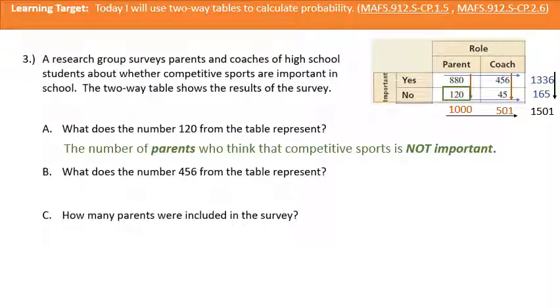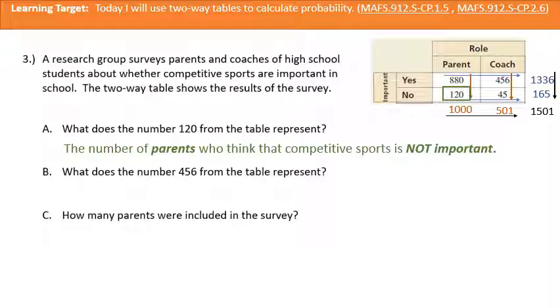Okay, so the key in these problems is, can you look at a number and know what that number means? Half the time with statistics, it's not the answer that matters, it's do you understand what that number is representing? Do you understand what that statistic is saying? Okay, and that's what these questions are about. So 120 is the intersection of parent and no. So this represents the number of parents who think that competitive sports is not important. Okay, does that make sense?